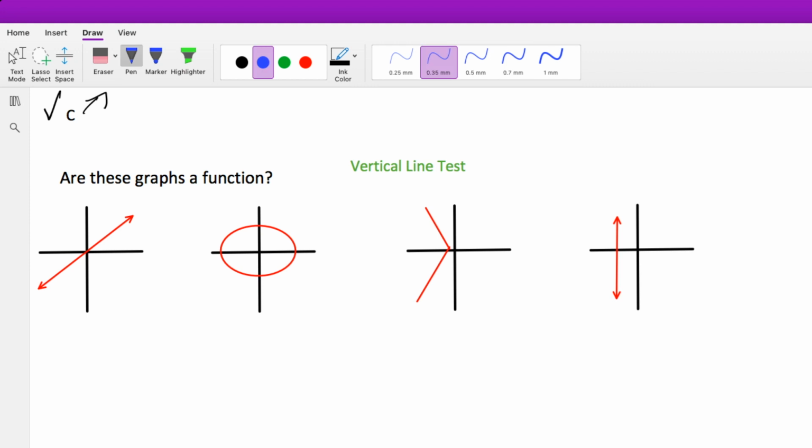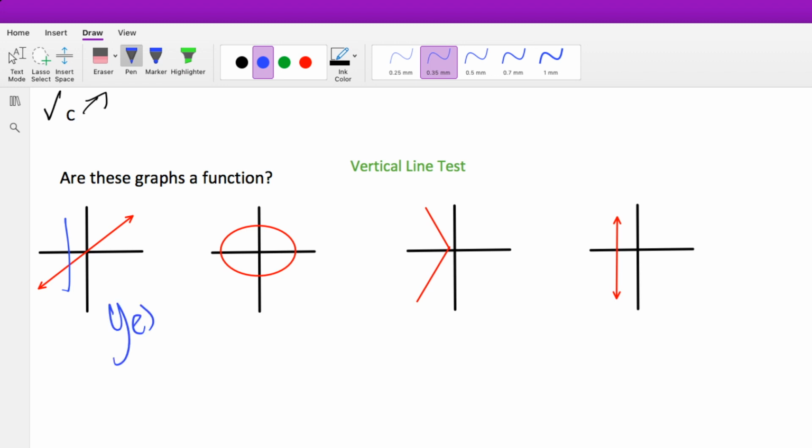It doesn't matter where I put this line, it is not going to touch the red line more than once, as long as it's vertical. So anywhere that I put it, it is not touching the red line more than once. Pretty simple. And I did not know that I could accidentally delete my graph there, so I have to be more careful. If I draw the line here, it only touches the graph once. If I draw the line here, it only touches it once. So this one, yes, this is a function.